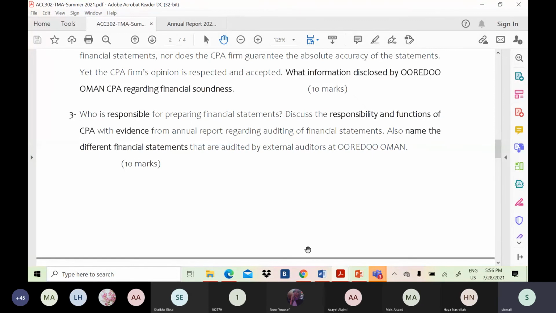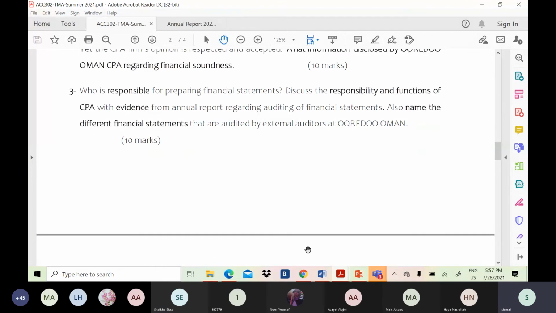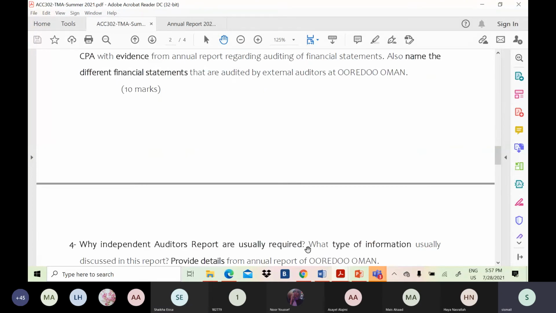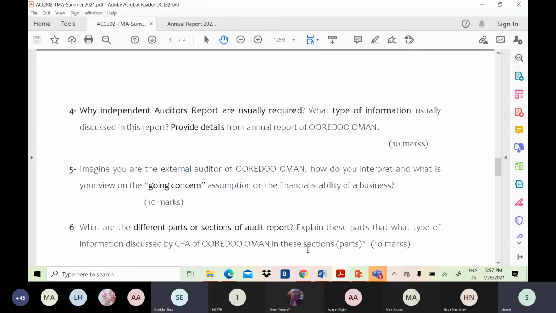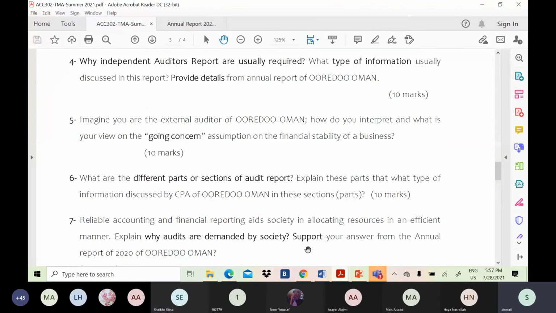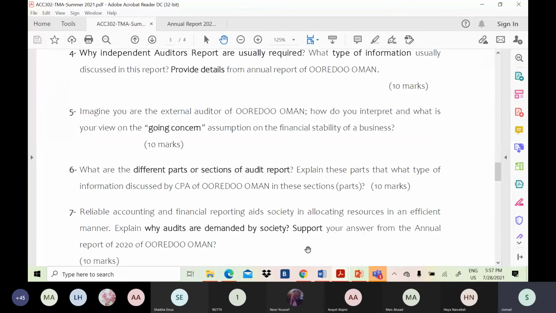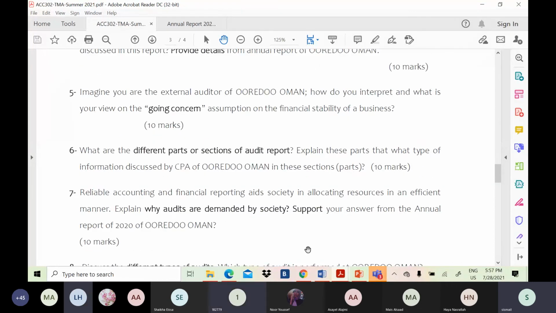Question number 4. 3 parts. Bravo. Why is the independent auditor required? Then the information, just items, and then evidence. Question number 5. 2 parts. Exactly. The meaning of going concern and then evidence. Excellent. Question number 6. 2 parts.